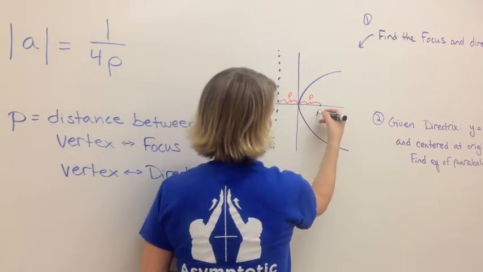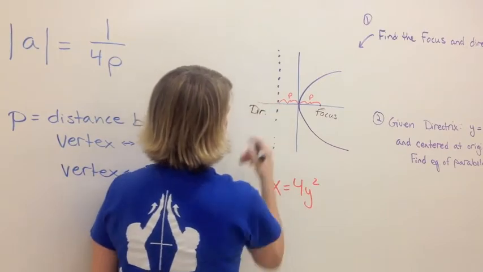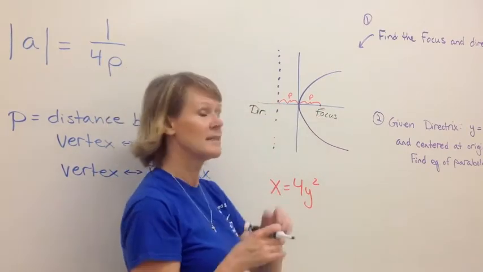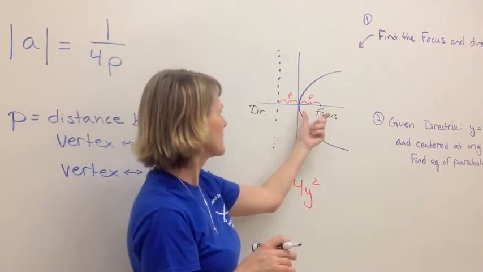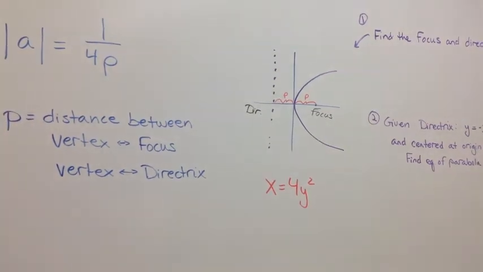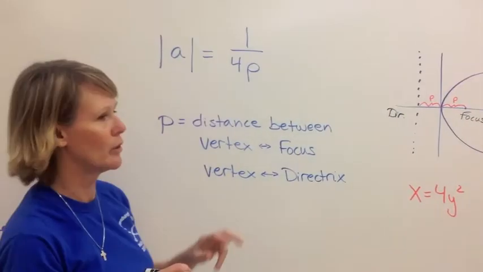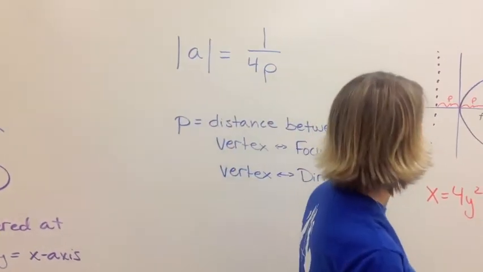Remember, this is the focus, and this is the directrix. I'm just going to call it dir. So p is the absolute value, the distance between the vertex and the focus and the vertex and the directrix. Okay? Are we good with that? And the formula we're going to use is 1 over 4p, and this is one of those times where you're going to have to memorize the formula, 1 over 4p.